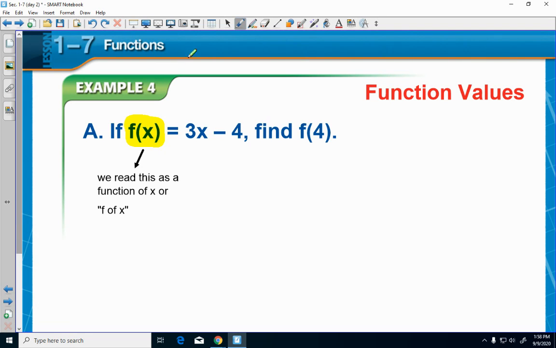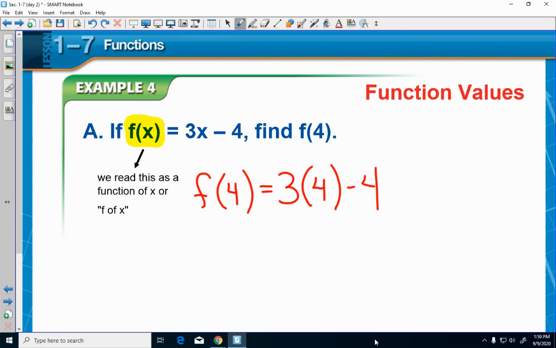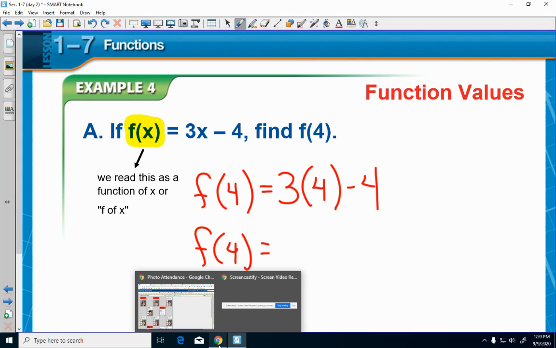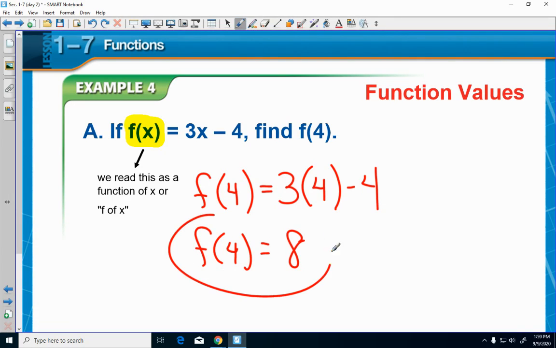All right. So what we really have here is we have a statement that looks like this. F of 4 is equal to not 3x minus 4, but now 3 times 4 minus 4. So where there was an x, I replaced it with a 4. So what is f of 4 equal to? Well, f of 4 is equal to 8, because if I did 3 times 4, I would get 12, and 12 minus 4 is equal to 8. So you kind of have almost what looks like an ordered pair. When x is 4, the y value is 8.